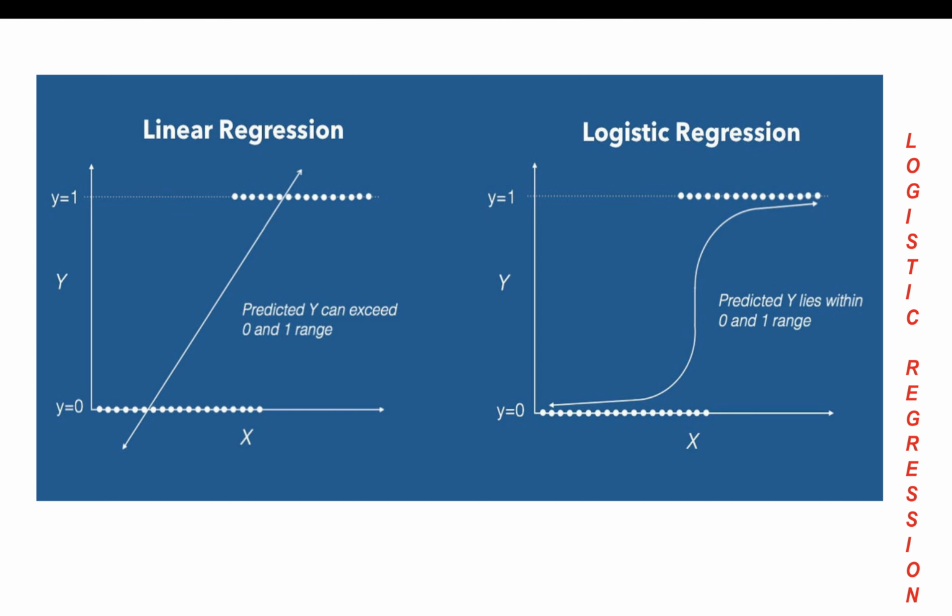Now, it cannot be solved the way we solve the linear regression problem. So for example, when we talk about linear regression, what do we do? We try to get the best fit line. It can pass from here or it can pass from here. This is the best fit line that we get in case of linear regression.